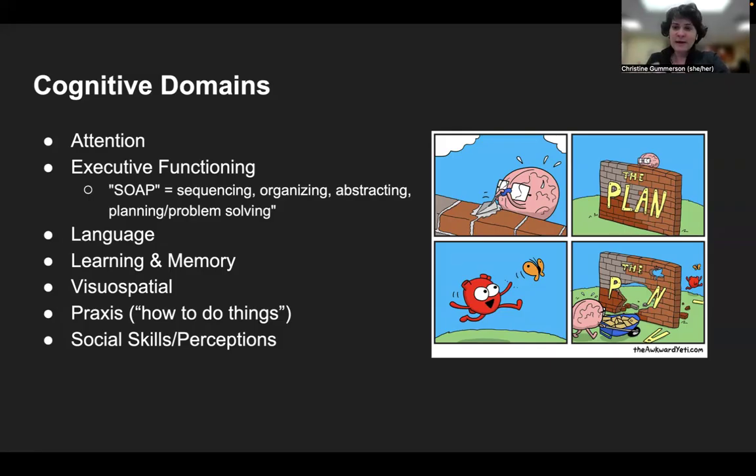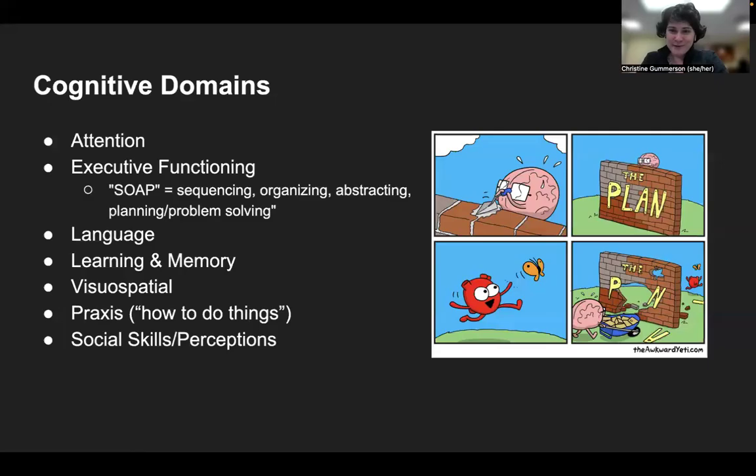And I don't know if there are any Awkward Yeti fans out there. I'm a big Awkward Yeti fan, but I like this cartoon, not just for the several different cognitive domains. So the brain here is building a structure with bricks and mortar.